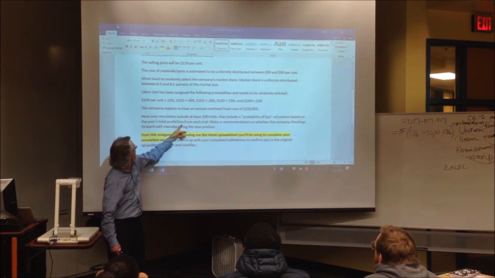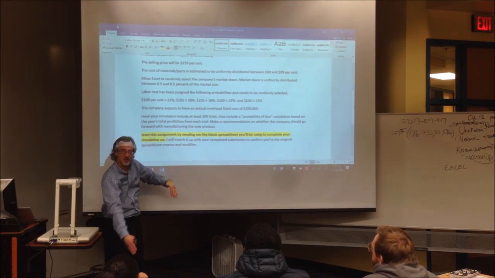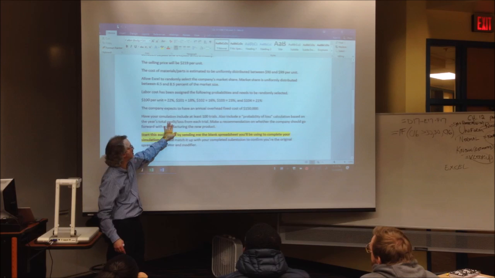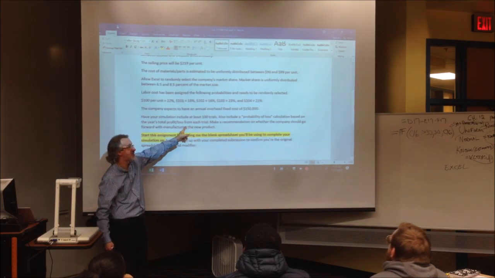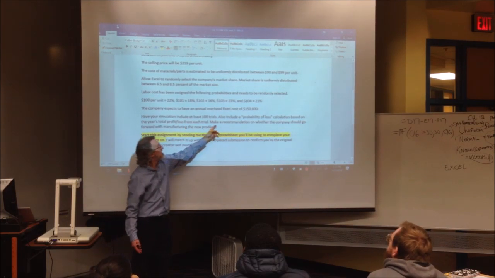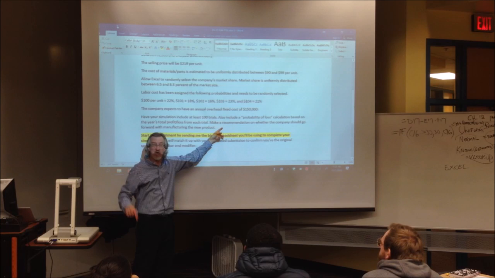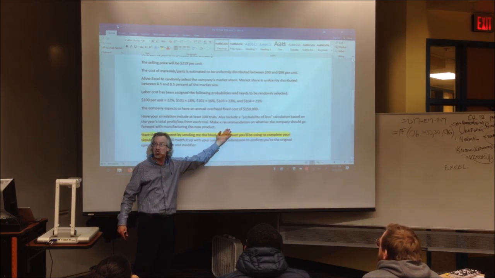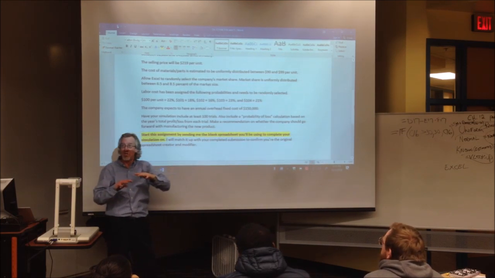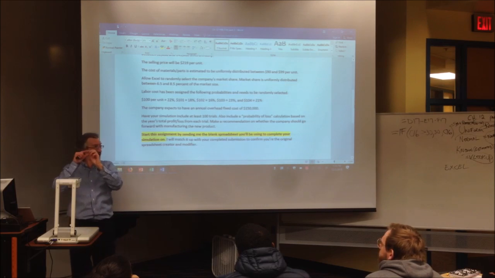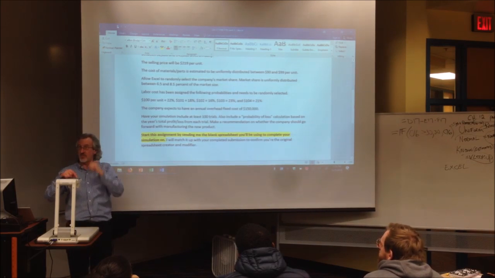Calculate the year's total profit and loss. Each year at the end, you're going to have the profit and loss for each year on your simulation. You're going to use that to calculate the probability of a loss. Make a recommendation right at the top of your simulation, right underneath where you're calculating the probability of loss. Type a sentence out that either says, yes, the company should go forward, or the company shouldn't go forward, based on that probability of a loss that you're going to calculate based on the simulation.